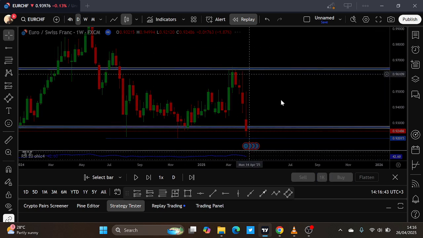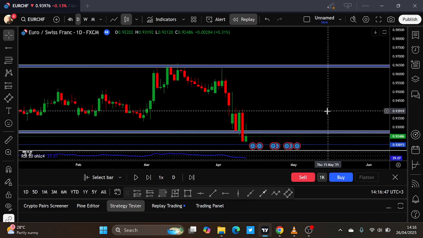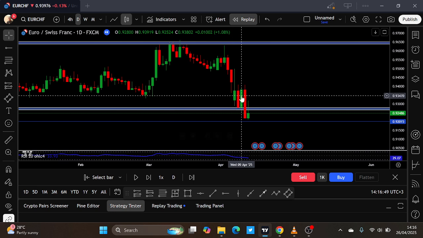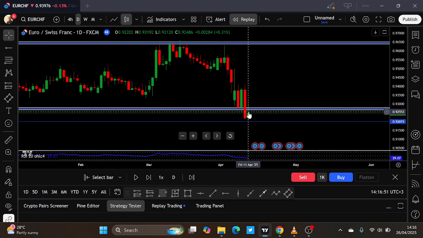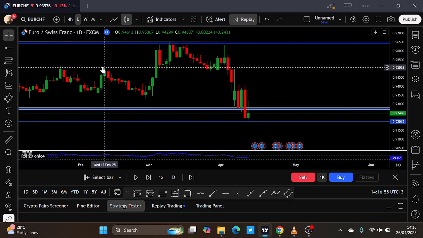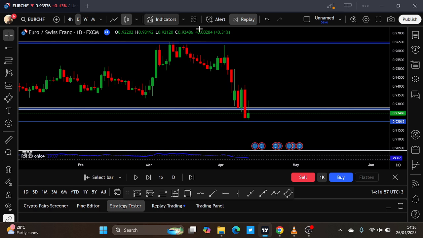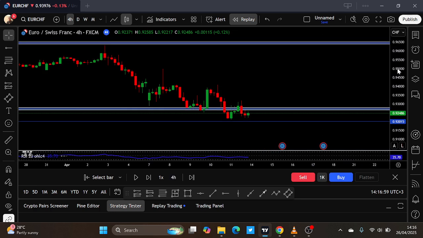So you come to the daily. What do you see on the daily? You see price came down and then it gave you some bullish pressure. So this would be enough for me to enter. However, we shall go to the 4 hour to get a precise entry and get some small stop losses.